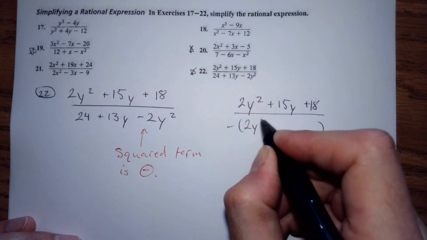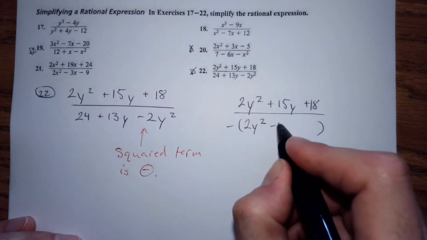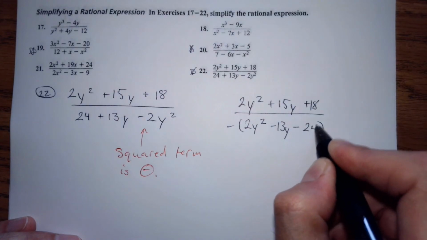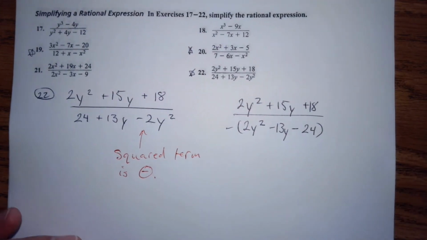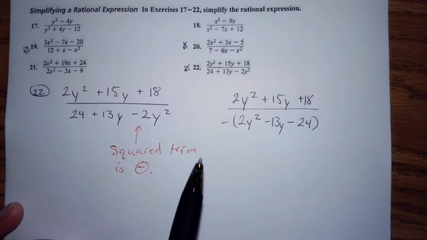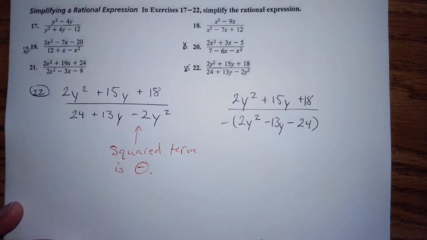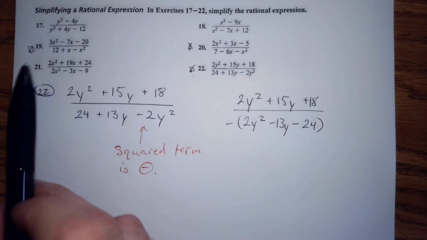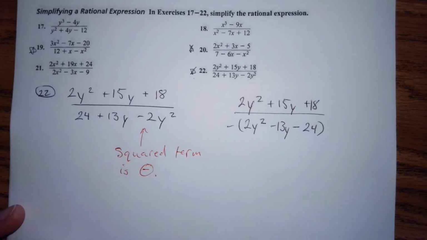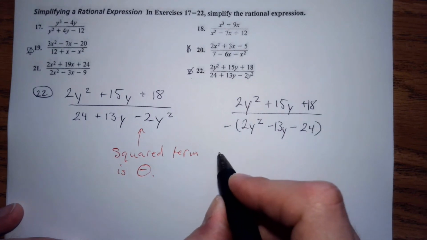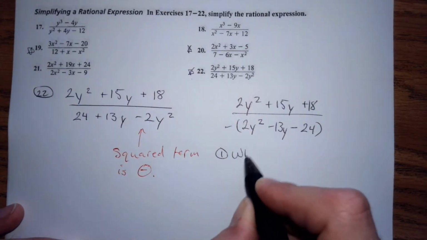So 2y squared minus 13y minus 24. Now it's in standard form. And then I'll pretty much ignore that negative and just keep it at the very end. So that's the first thing. Just make sure it's in standard form. That happens on 20, 22, and 19. The rest should be fine, just normal factoring. Then all the same steps as before.